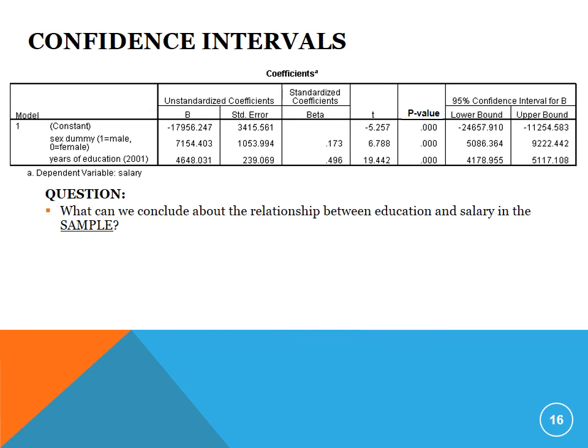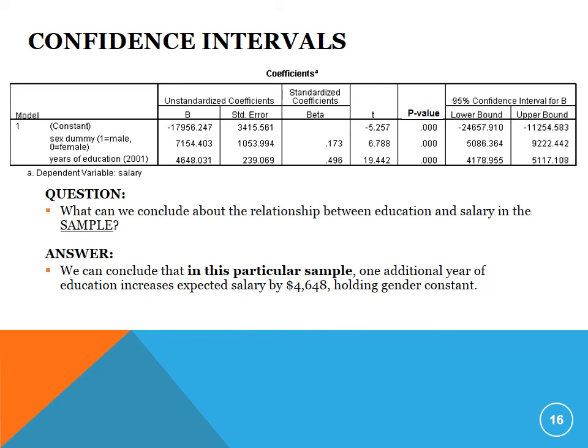So moving along with confidence intervals, what can we conclude about the relationship between education and salary in the sample? So in the sample, what is the number we're looking at? We should be at 4,648. That tells us that in this particular sample, one additional year of education increases expected salary by $4,648, holding gender constant. Okay?